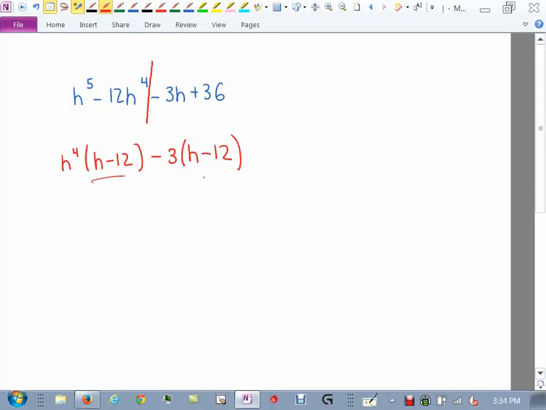Since those two are the same, I put H minus 12 out front, and then what goes in there? H to the 4th minus 3. Now, I have to be a little careful here. I have to keep looking at these. 2 terms, 2 terms. No squares or cubes here. How about here? H to the 4th could be a difference of squares, but because 3 is not a perfect square, I don't have to worry about it. So I'm done.